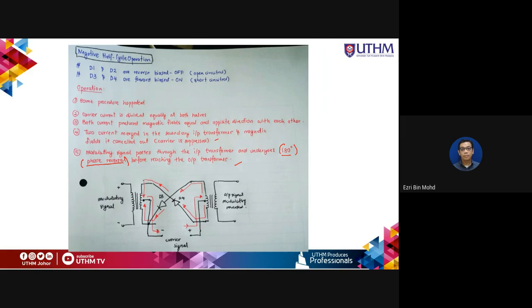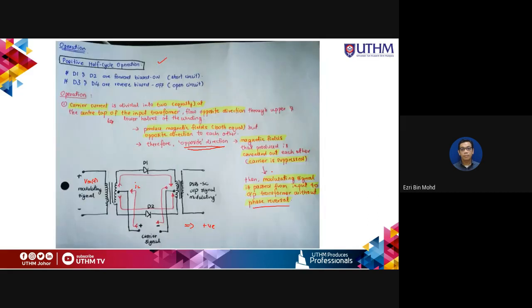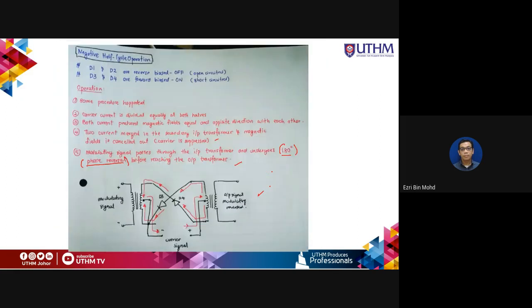The modulating signal can also pass through the input transformer and undergoes 180 degree phase reversal before reaching the output transformer. The concept is the same as the positive half cycle operation, but in this one the modulating signal is produced with the same phase. Here the modulating signal will be produced at the output, but with 180 degree phase reversal.